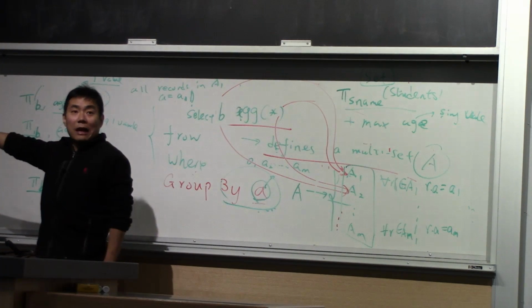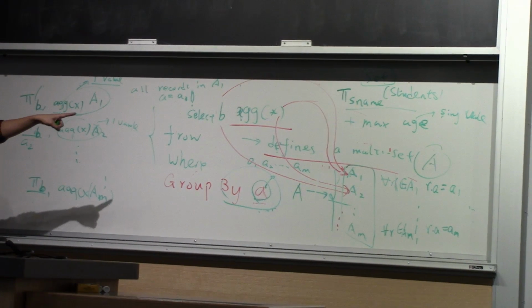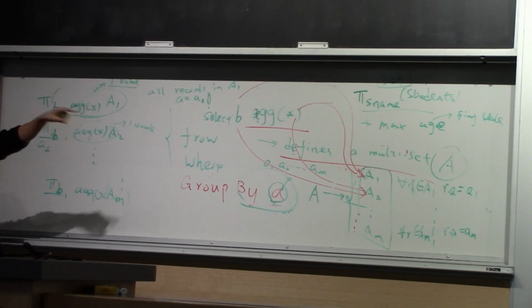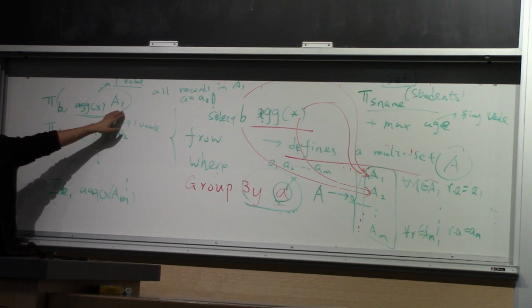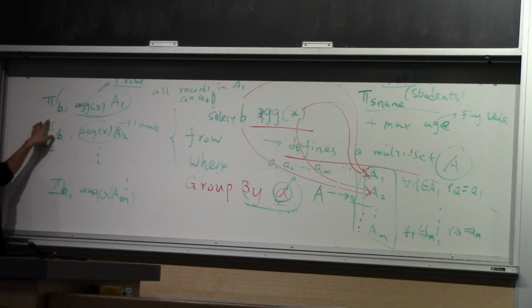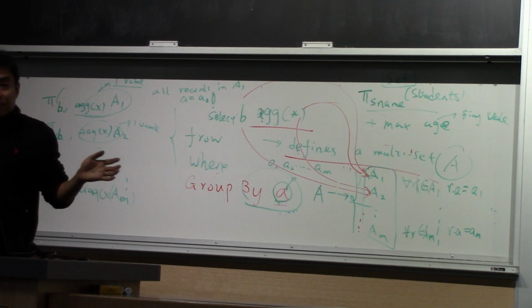This is a single value, and this is a set. Hence, a complete error. What you are trying to do here is identical to what you're trying to do over there. Does that make sense? You're projecting out a set of values. For all records in A1, I'm going to project all their B values, and there's no guarantee they will be the same.